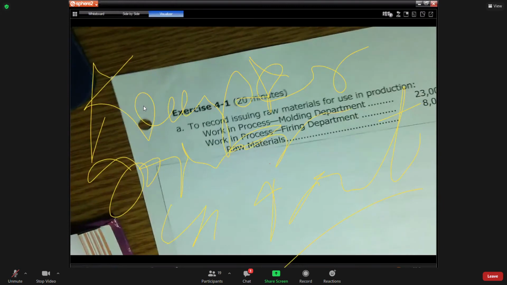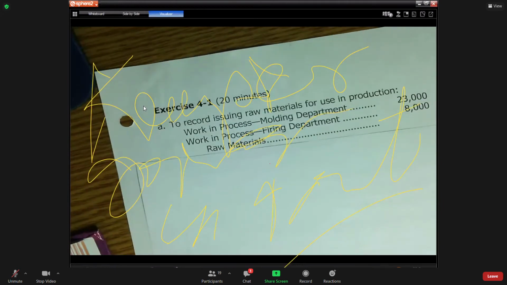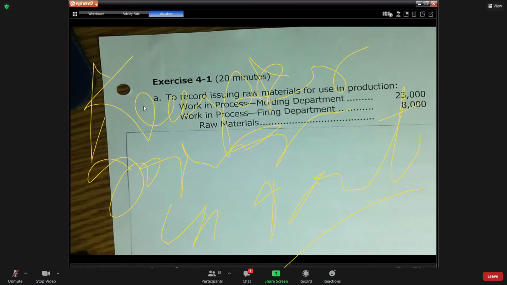Oh, they do. Well, can you enter it into the accounting records? Oh, they did do a compound journal entry. They debited work in process molding department, 23,000. They debited work in process firing department, 8,000. They credited raw materials. They can make it just one entry.